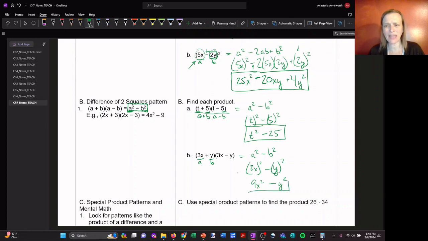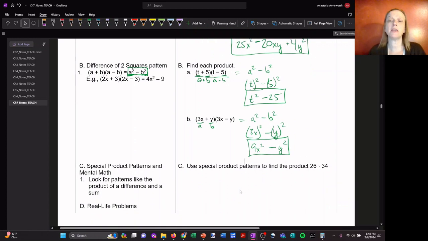So again, we see from the answer why this is called a difference of two squares pattern. It's less easy to see from the problem, but it's easier to see from the answer. Again, this is going to be super helpful when we start factoring and we try to find out what factors were multiplied together to give us the polynomial that we see.